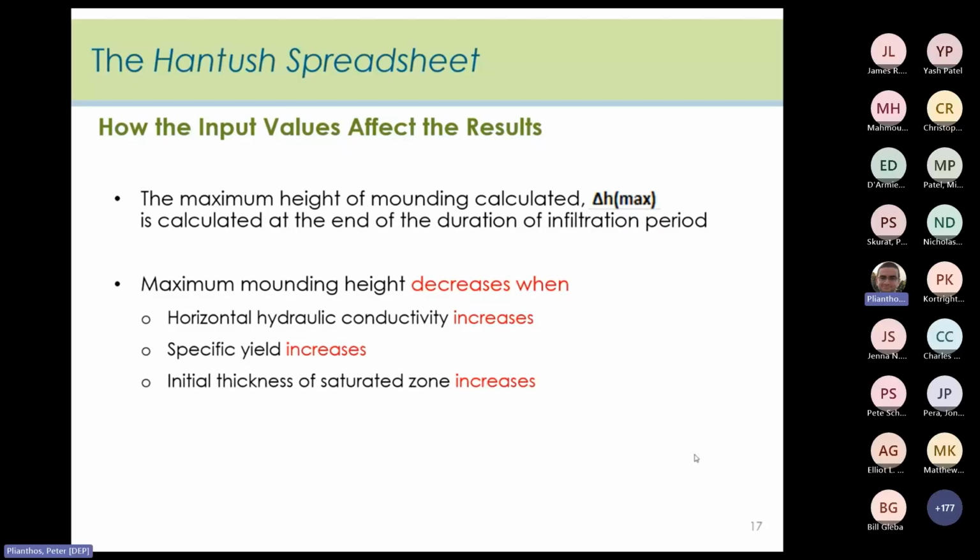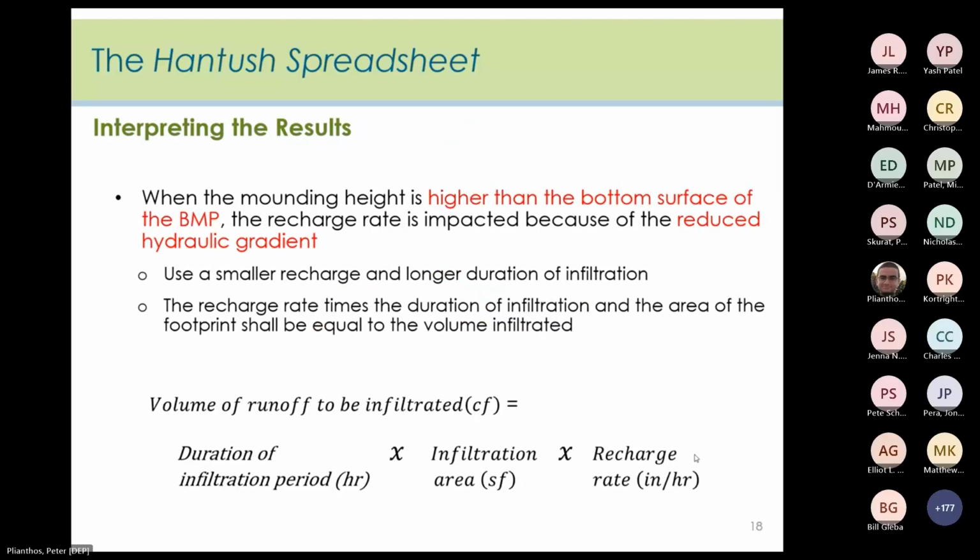A lower mounding height will happen when the horizontal hydraulic conductivity increases, the specific yield increases, or if the initial thickness of the saturated zone increases. You cannot just use the result from the spreadsheet as it appears. The results have to be checked against the physical constraints of the design.